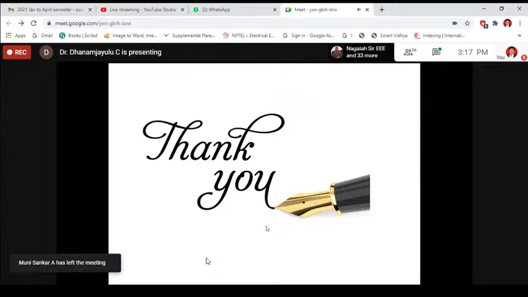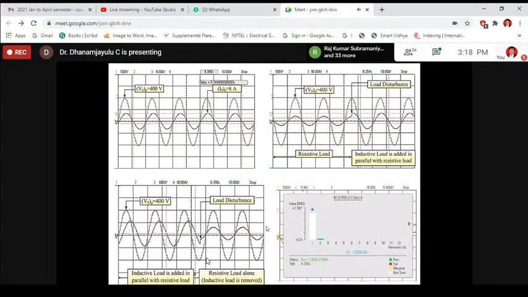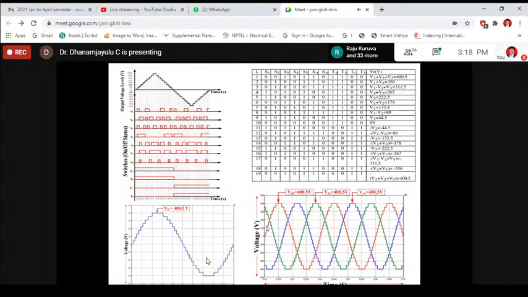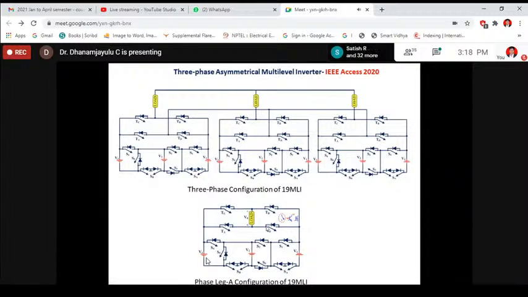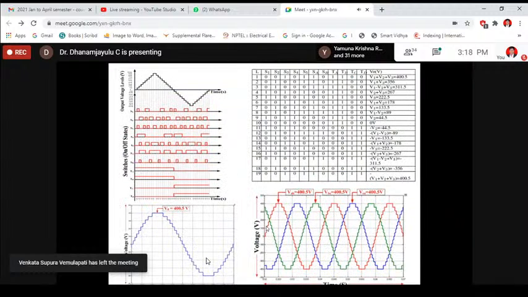Any queries? Any queries on how to extract the energy from the solar panels and how to generate the PWM technique to get pulses? Any queries? Yes. No doubts. Thank you. If you have any queries, you can approach me at any time.